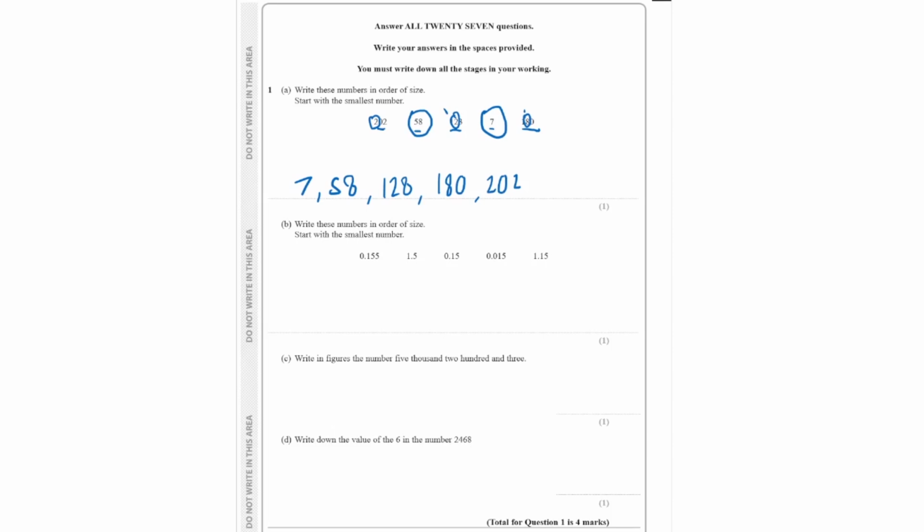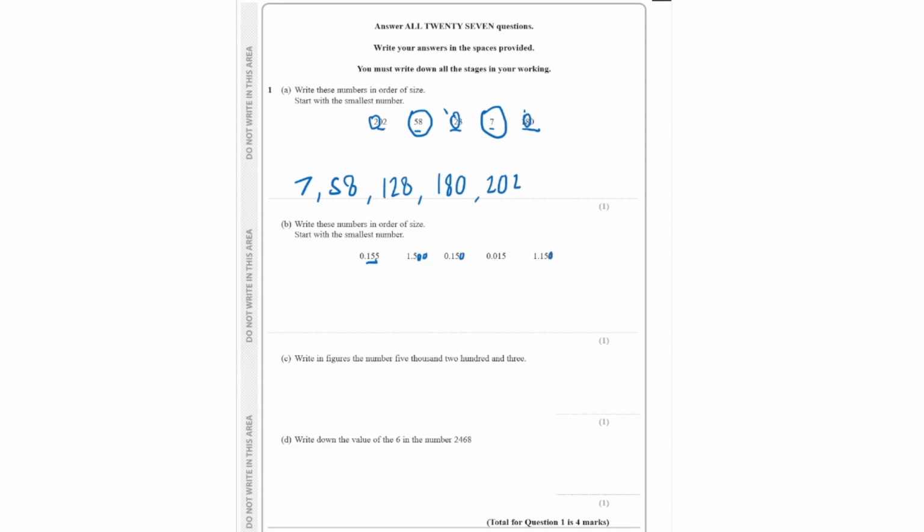Question B. Write these numbers in order of size. Start with the smallest number. First off, I can see a lot of decimal values, so let's format them all. Here, there are three values behind the decimal, so let's change that. Here we have one value, so let's add some zeros. Here we only have two, so let's add a zero. This is fine. Here we have two values, so we'll write 1, 0.